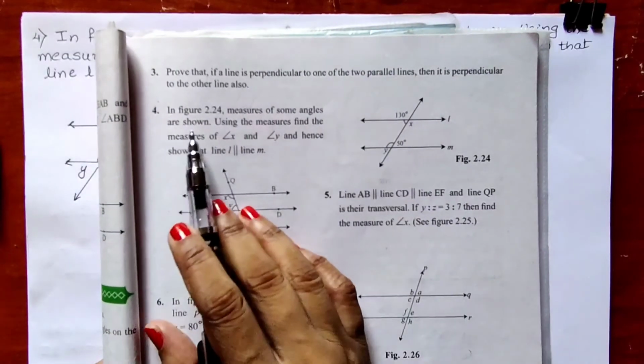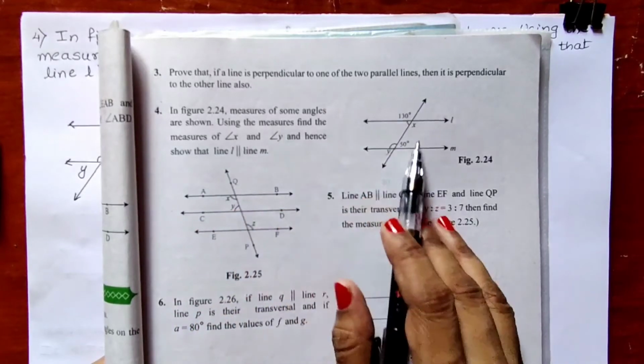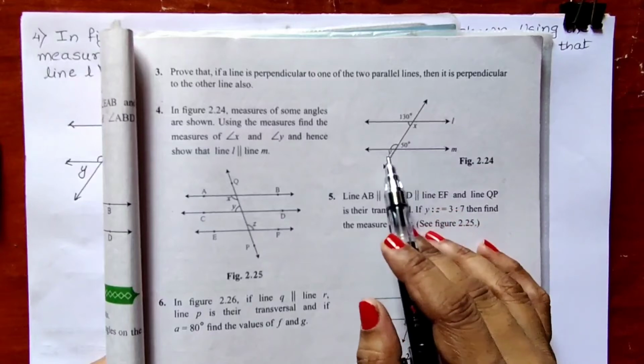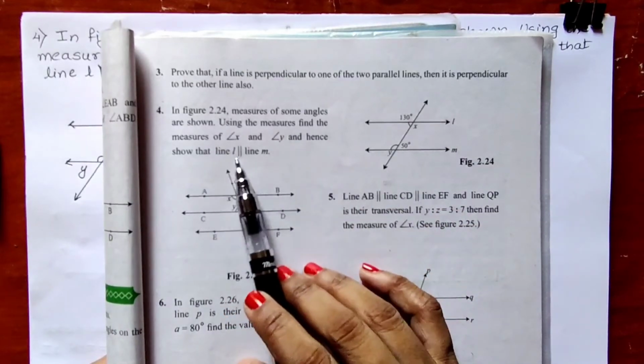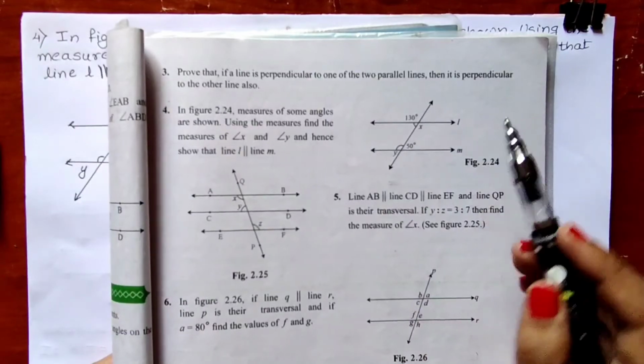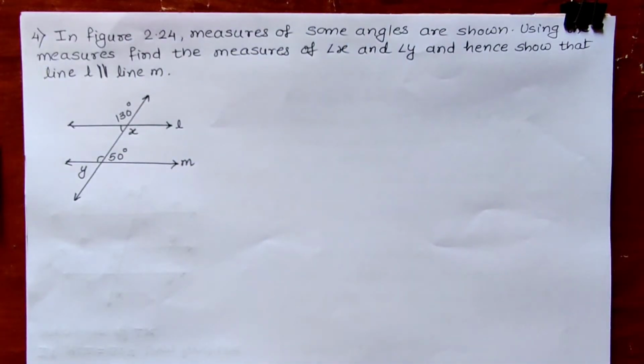Now next question is question number 4. Measure of some of the angles are given. Using the measures, find the measure of angle X and Y, and we will have to show that line L is parallel to line M. These two lines are parallel. This we will have to show. So let us start our solution.